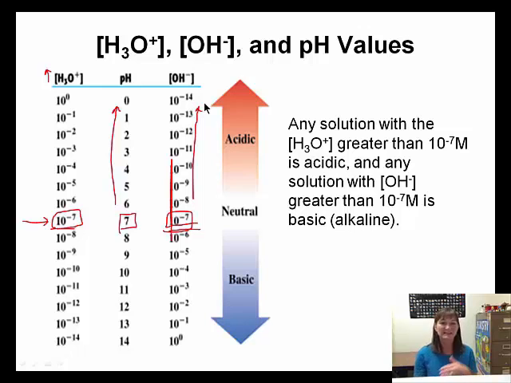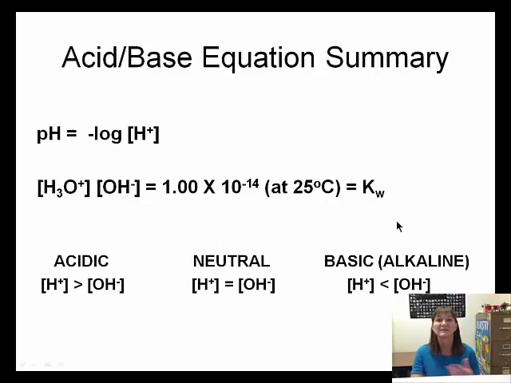So in acidic solutions you have your hydronium concentration larger than 10 to the negative 7, your hydroxide concentration is lower than 10 to the negative 7. And then the opposite is true for the bases. So any solution with the hydronium greater than 10 to the negative 7 is going to be acidic. If your hydroxide concentration is greater than 10 to the negative 7, you're basic. So that's kind of worth getting down. It makes doing some of these questions easier.